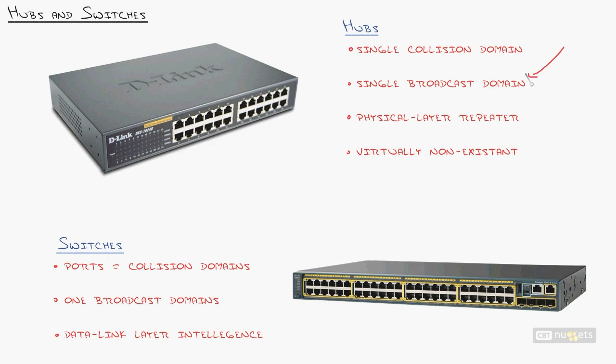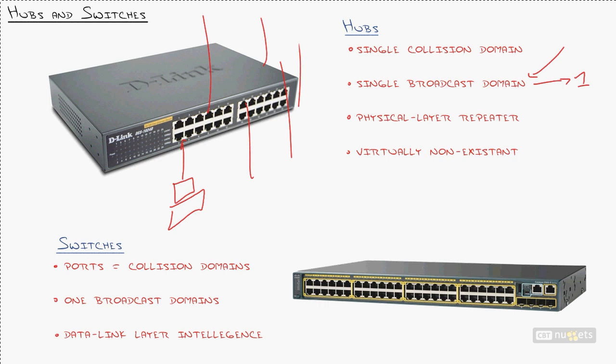Also, a hub is a single broadcast domain. Again, a technical term that says how far a broadcast will go without being stopped. So if a computer sends a broadcast, where will it go? Well, we can infer that it's one. It's always one. So whenever this guy sends a broadcast, it goes everywhere without being stopped. Okay, so: collision domain, broadcast domain, physical layer repeater, and virtually non-existent.